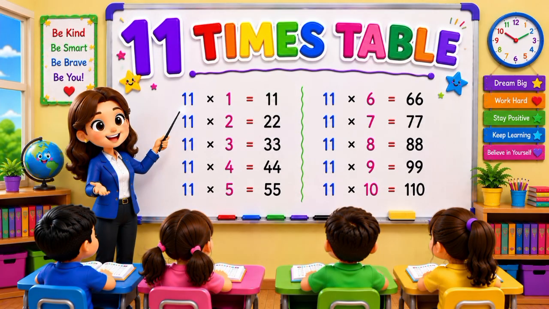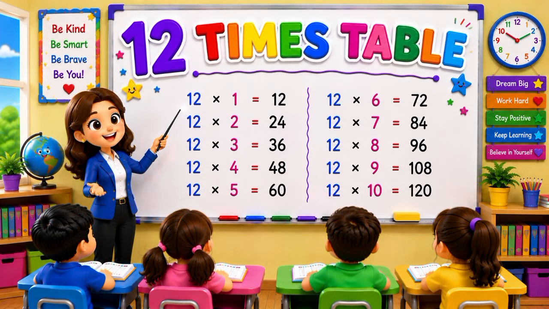11 times table. 11 ones are 11. 11 twos are 22. 11 threes are 33. 11 fours are 44. 11 fives are 55. 11 sixes are 66. 11 sevens are 77. 11 eights are 88. 11 nines are 99. 11 tens are 110.